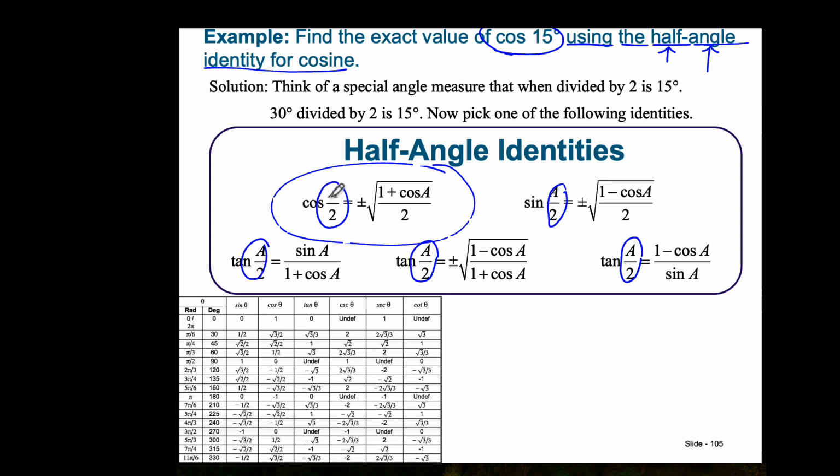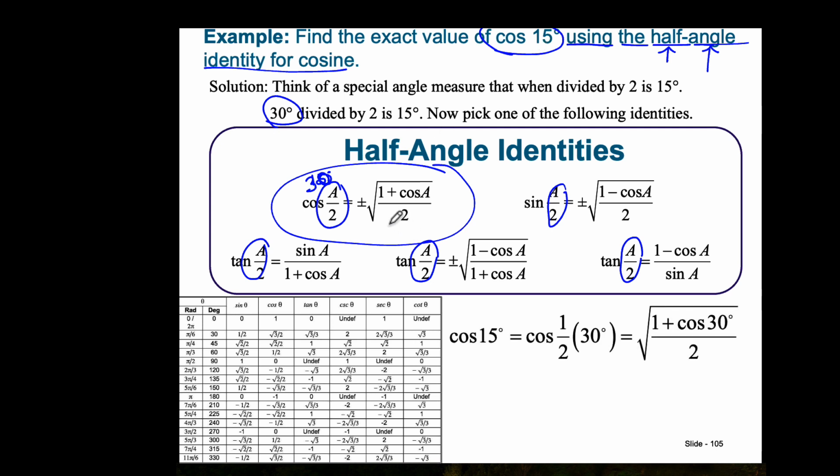Except instead of the angle A, we're going to use 15 degrees. Oh, my mistake. We are not using 15 degrees, we're using 30 degrees because we need it to be 30 degrees divided by 2, which will be our requested cosine of 15 degrees. All right, so we set that up as plus or minus the square root of 1 plus cosine of 30 degrees all over 2. That came from this right here, just 30 degrees.